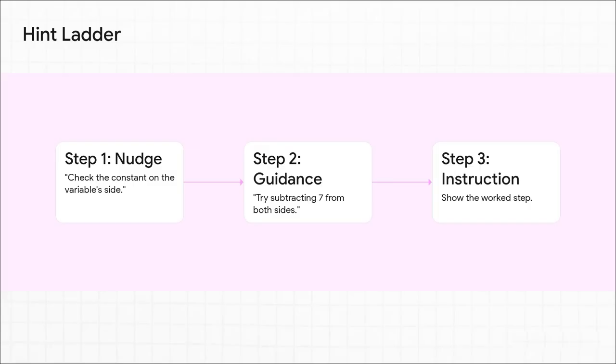So when the system spots that buggy rule happening, it doesn't just flash a big red X. Instead, it gives them this hint ladder. It starts with just a little nudge. If that doesn't work, it gets a bit more specific. And only as a last resort does it show the full answer. It's giving just enough help to get them unstuck and moving forward again.